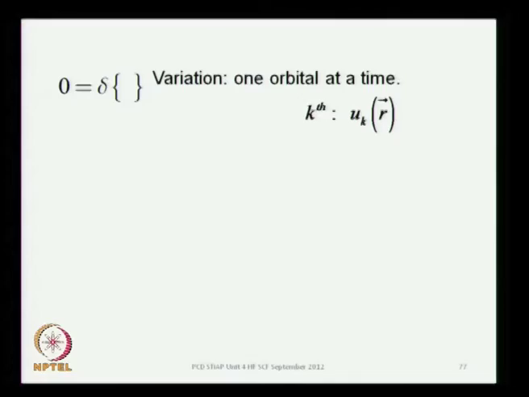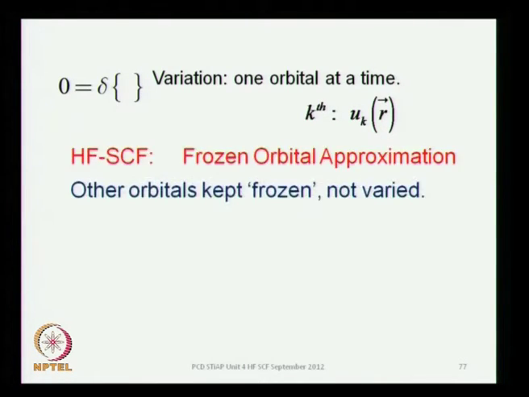So, let us say you vary one orbital, namely the kth orbital, it does not matter which. So, from 1 through n you pick the kth one, and we will seek variation only in the kth orbital, other orbitals remain fixed. This goes at the very heart of Hartree-Fock theory.